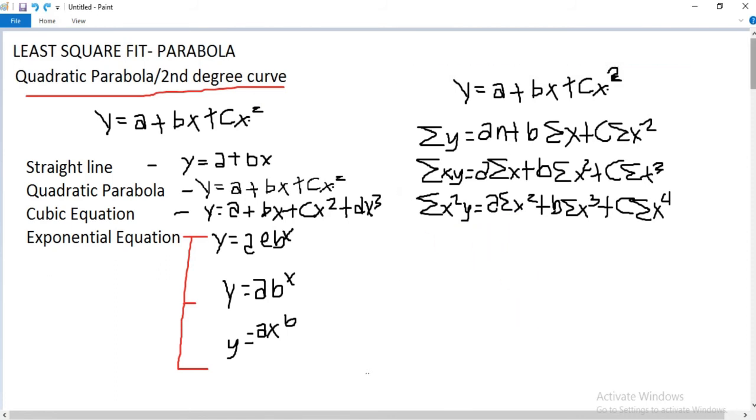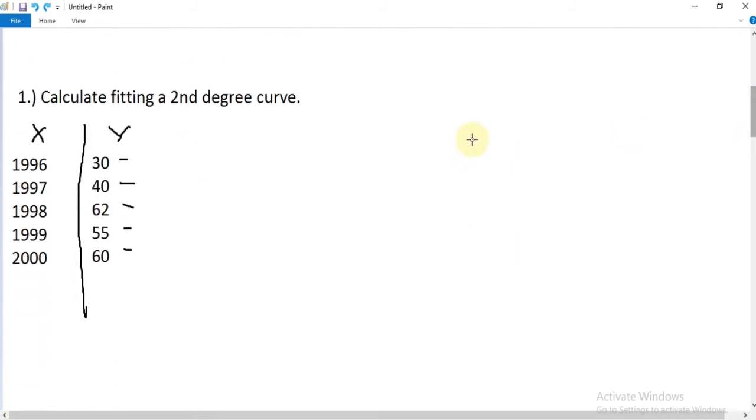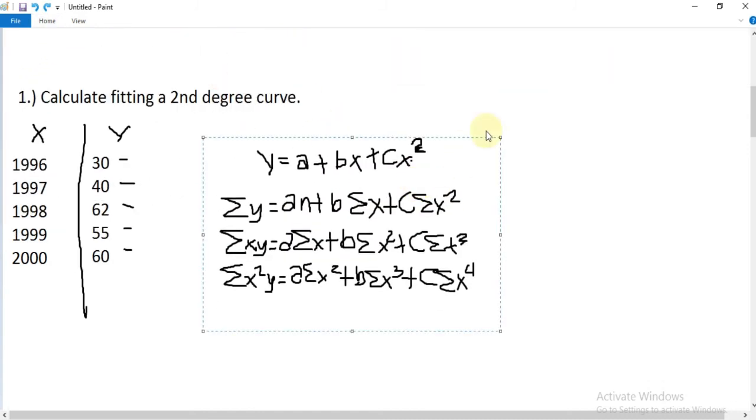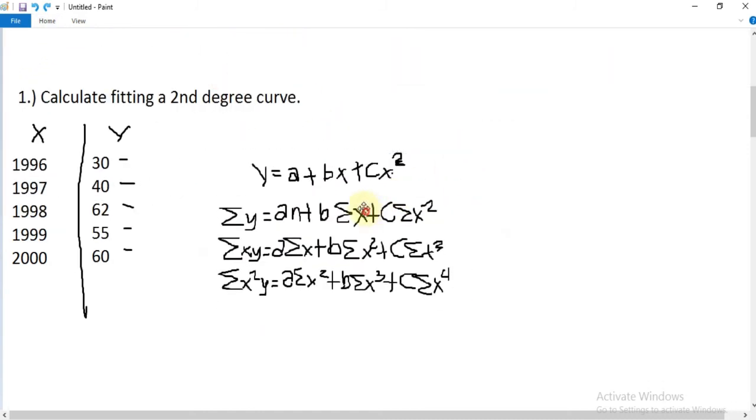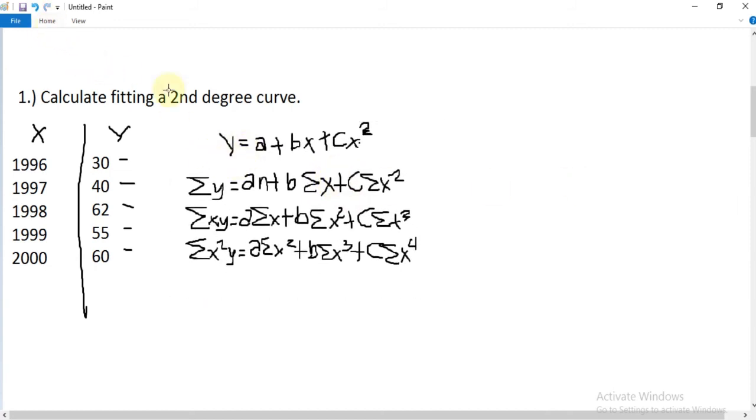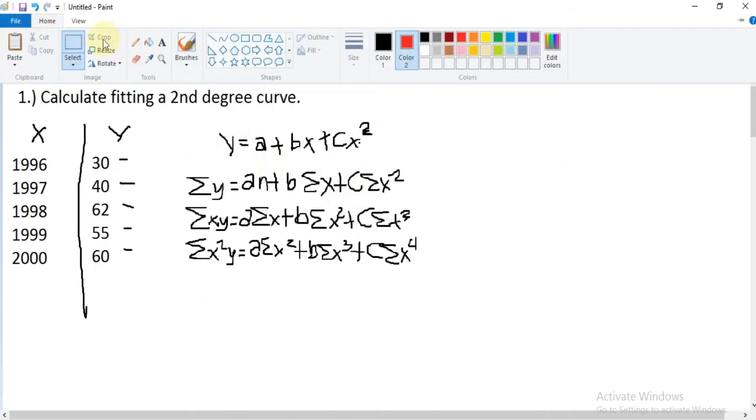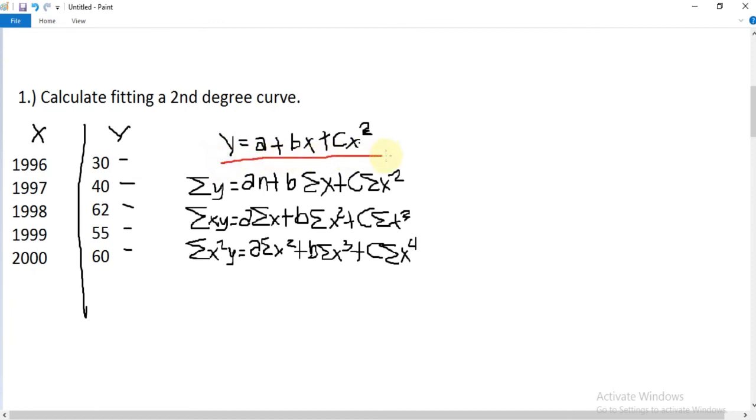Let's try to solve a problem. So, guys, calculate fitting a second degree curve. If it has a second degree curve tag, what is it? Second degree curve, guys. It has these summations. We will use it, guys, so we can solve for the unknowns.